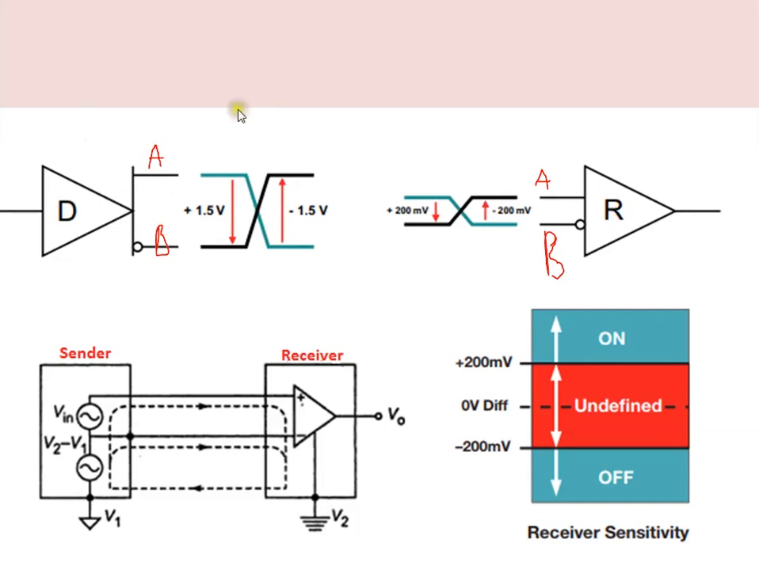Here you can see the driver voltages are plus 1.5 volts and minus 1.5 volts for logic 1 and logic 0. These are the minimum voltages. At the receiver end, plus 200 millivolts and minus 200 millivolts are the logic high and logic low thresholds. This plus or minus 200 millivolts is known as the sensitivity of the receiver. Here we can see the voltage levels: minus 200 to plus 200 millivolts is the undetermined state for the receiver, above 200 millivolts it is logic 1, and below minus 200 millivolts it is logic 0.